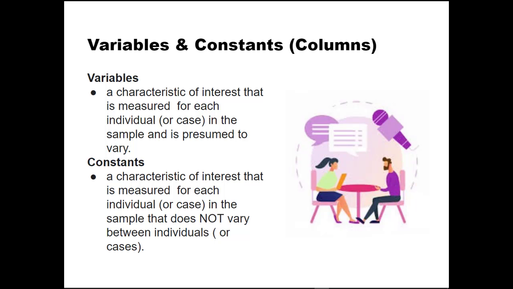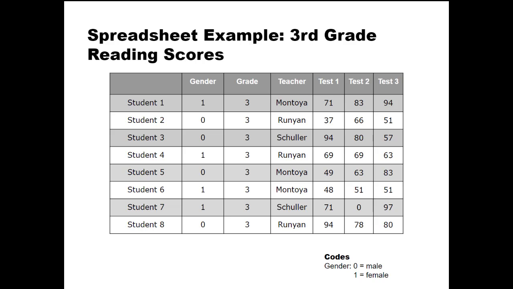Let's look at an example. Here is a spreadsheet of third grade reading scores. So in this spreadsheet, we have 8 cases. We have student 1, student 2, student 3, student 4, student 5, student 6, student 7, student 8. And for each one of these individuals, we have collected information about each. Here, we collected information about their gender, about their grade, who their teacher is, and the test scores for 3 tests.